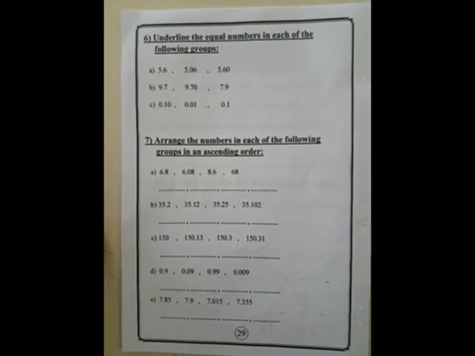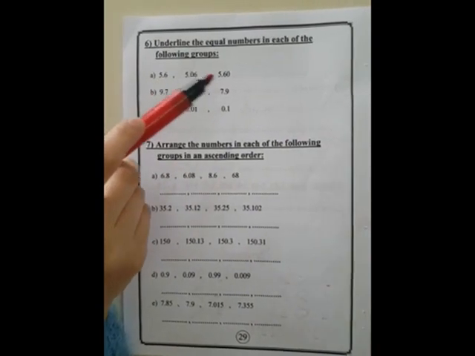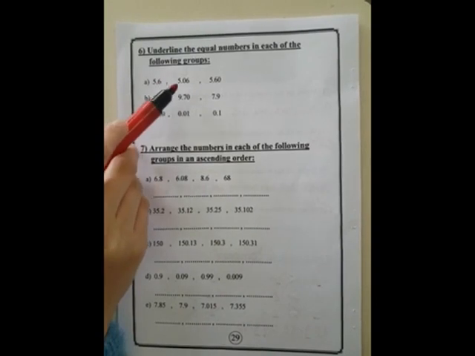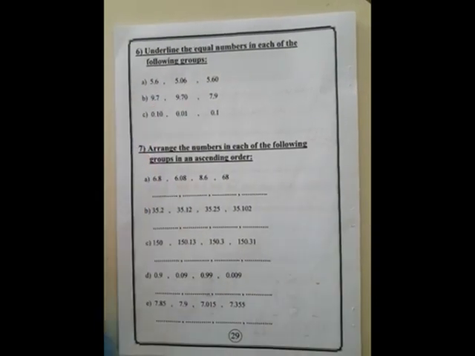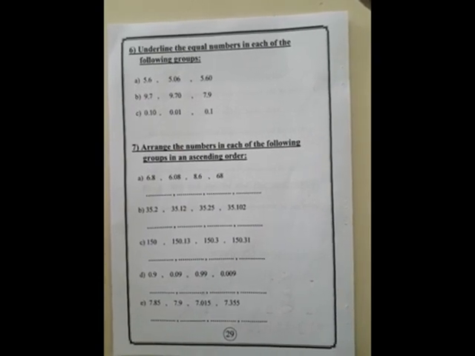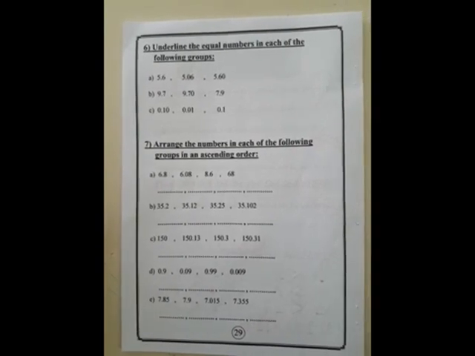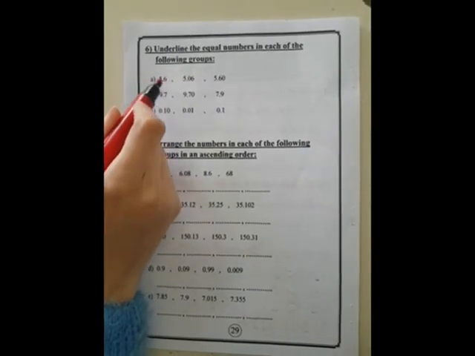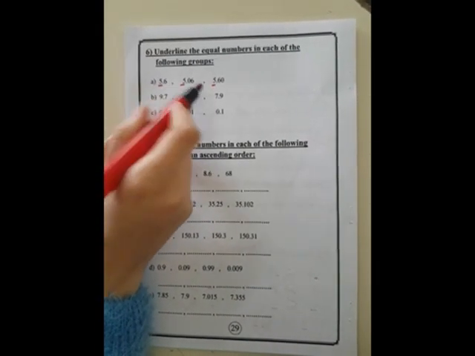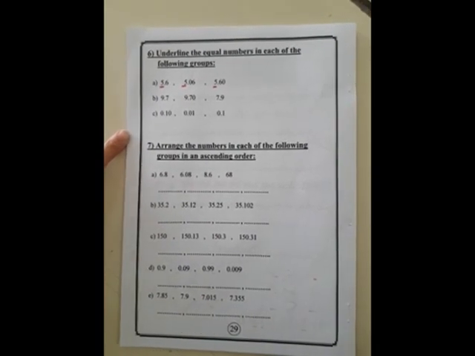In booklet page 29, we have in question number 6, underline the equal numbers in each of the following groups. Letter A, you have 5.6, 5.06 and 5.60. How to underline the equal numbers, or how to determine which numbers are equal between these numbers? At first you have to look at the whole number as we did before. Here the whole numbers are 5. Look at the decimal number. At first you have to balance.